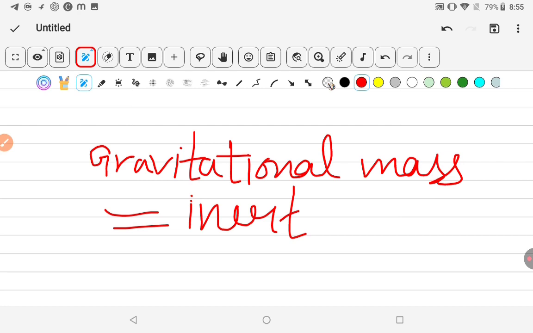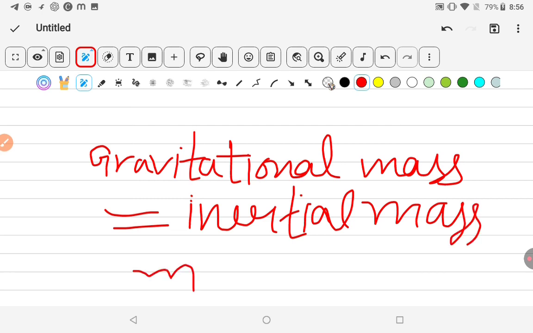Or when the mass is attracting another mass, it's called gravitational mass, but it is the same as inertial mass. So we have named it differently, but both are the same thing, inertial mass. So we don't often write it as mg or mi. We directly write it as m, simply denoting mass.